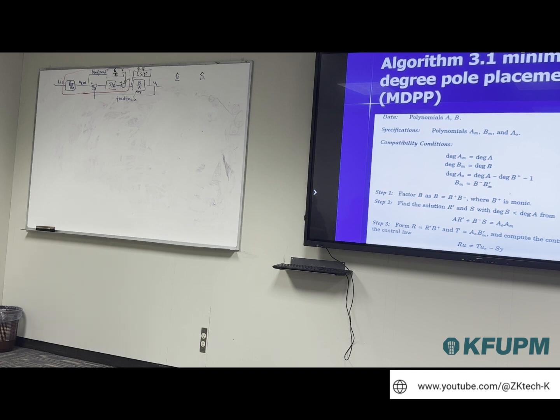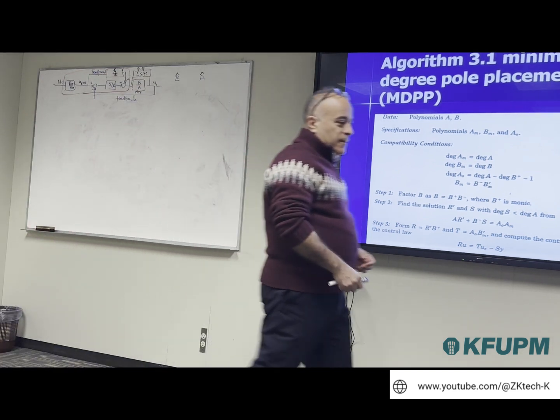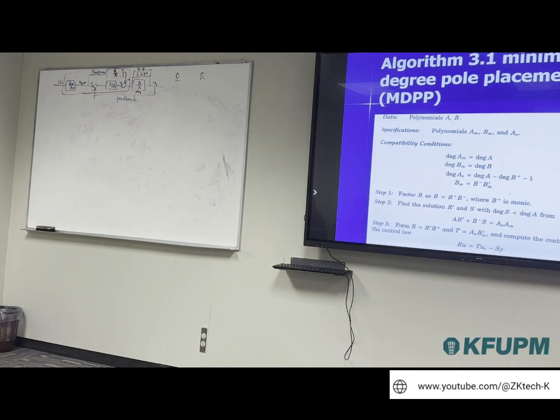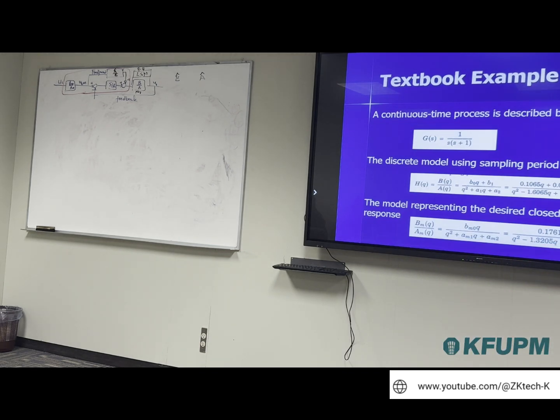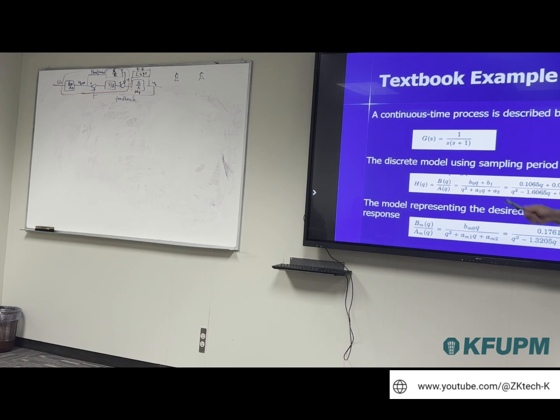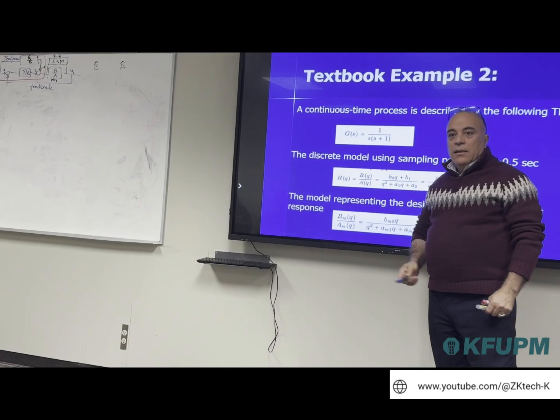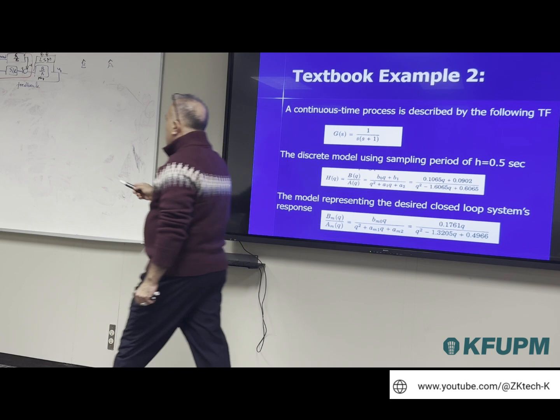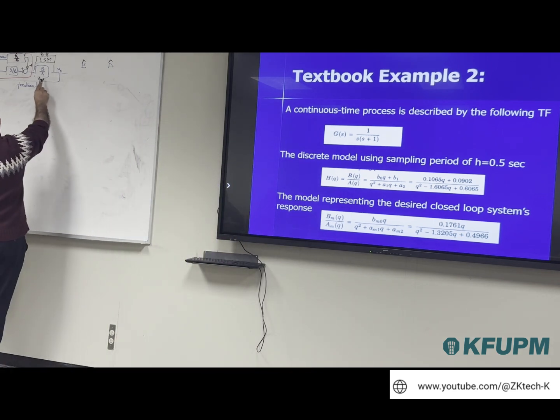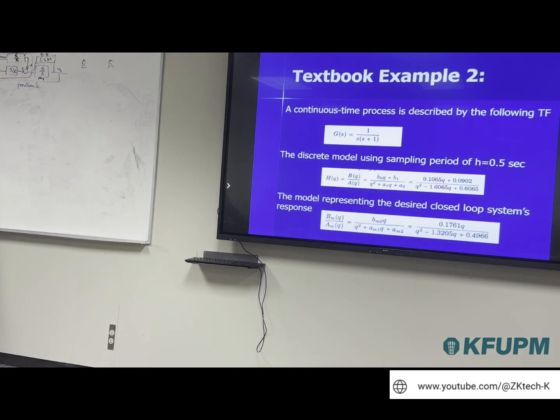All right, so now we are going to start the fun part. So suppose that you have a system like this. So this is 1 over s plus 1. This is your plant. But in continuous, and we said we are going to work in discrete.